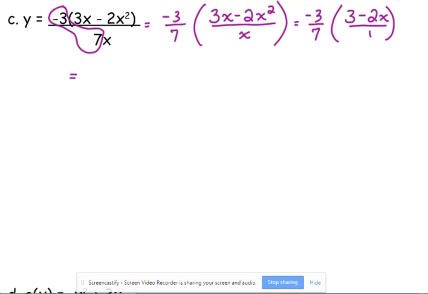If we multiply that back out, we've got negative 9 over 7, because that's over 1, so really it's just 3 minus 2x. So we've got negative 9 over 7 plus 6x over 7. So y prime here is just 6 over 7. So a really complicated looking function to begin with. I mean, not really complicated, but fairly complicated.